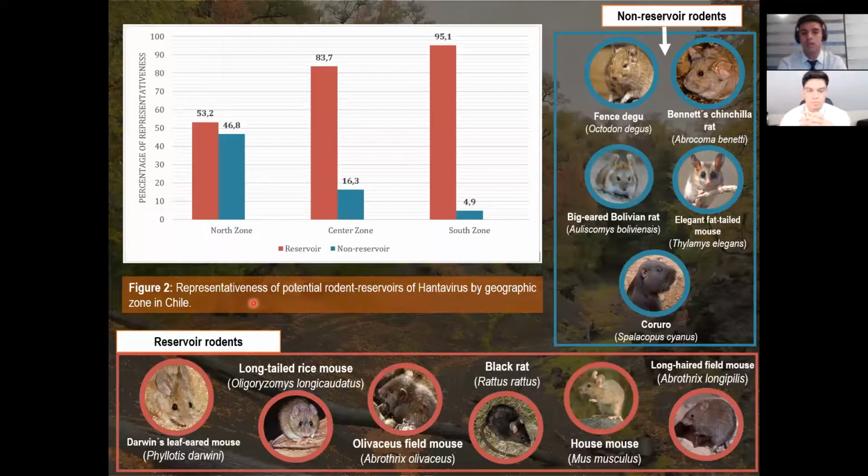Here, you can see a graph that shows the representativity of reservoirs in red color, again non-reservoirs in blue. As you can see, as we move to the south, the representativity of reservoir species rises, going from 53% in the north to 95% in the south. Now, if we just focus on the representativity of Oligoryzomys longicaudatus, we see 0 individuals in the north, 21% representativeness in the center, and an impressive 55% in the south. Is it important to focus on this species? It has a seropositivity that surpasses 7% in the south zone.